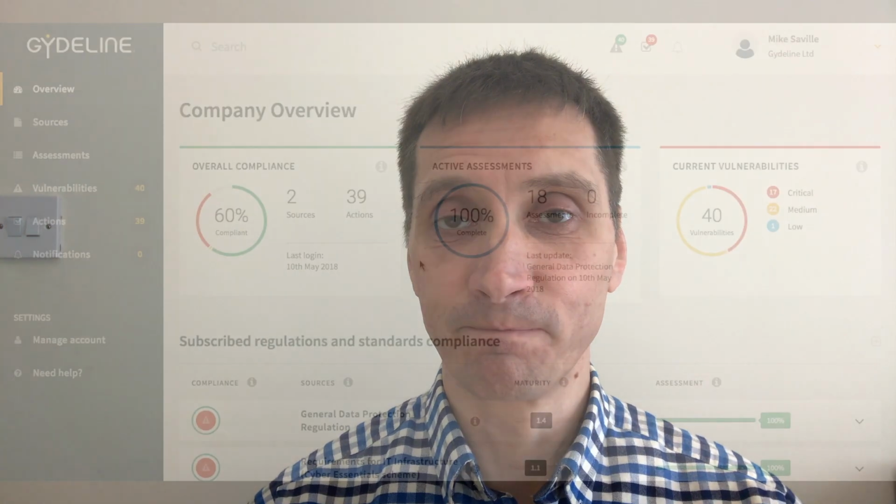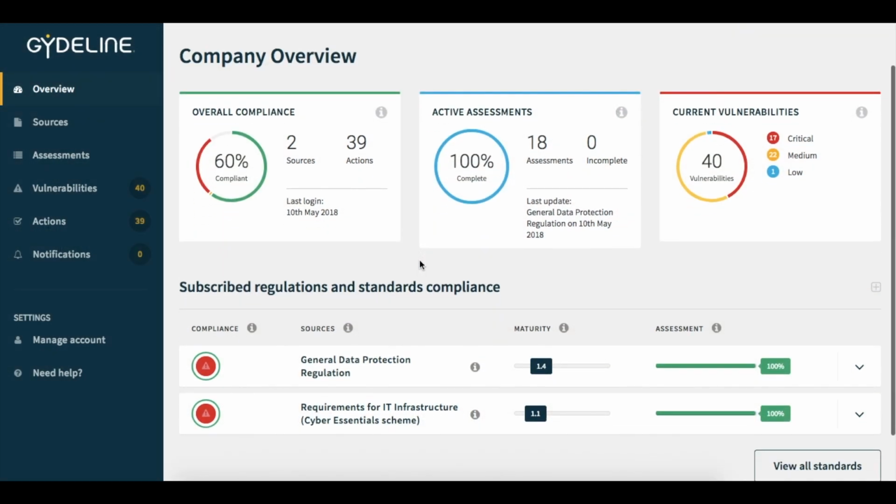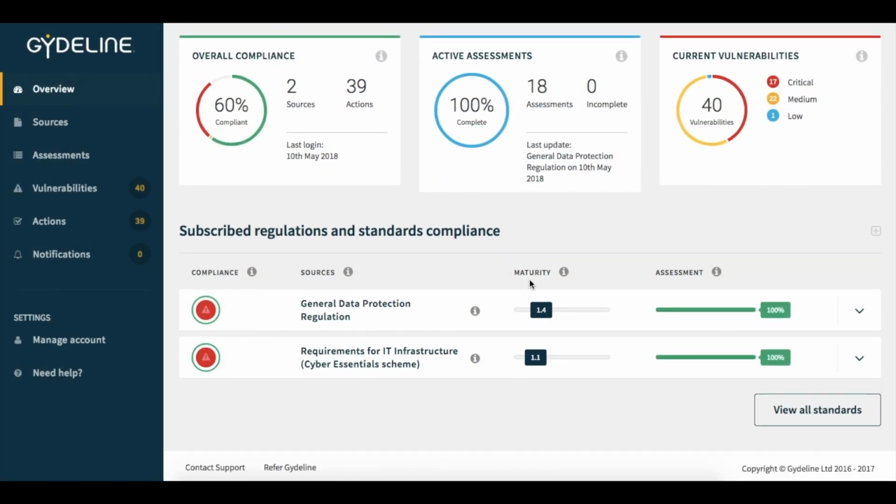Now, we've had a good long hard think about what we need to do in terms of technical measures, and really we came to the decision that Cyber Essentials was a good way to go forwards with that. So let's just take a quick look at the guideline software. So here we are at the guideline dashboard, and maybe you've noticed in previous videos that we don't just have the GDPR, but we also have requirements for the IT infrastructure Cyber Essentials scheme. And there's a very good reason we've included this, and it's all to do with technical measures and appropriate security.